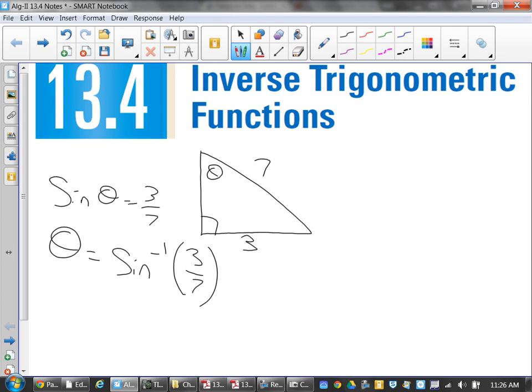What was it, 25.38, I think? So your angle would be 25.38 degrees, because we're talking about a triangle, so we're within degrees right here. What you did there is you did the inverse. You were asking yourself, what angle has a sine of 3/7? Well, hit the inverse button.